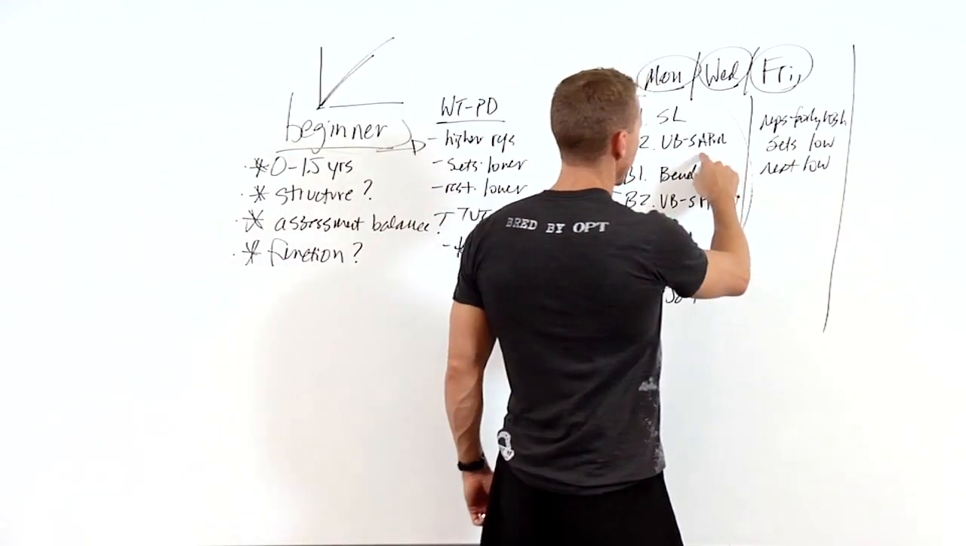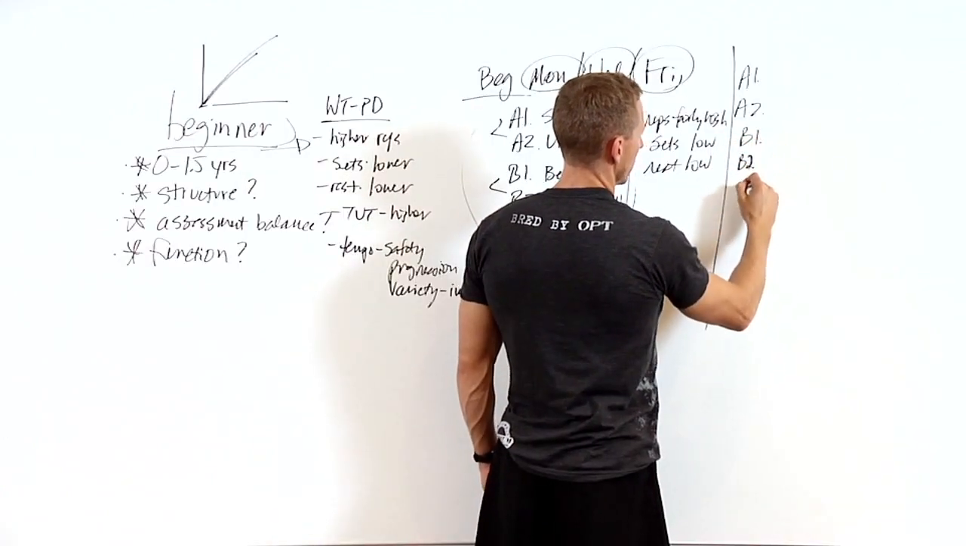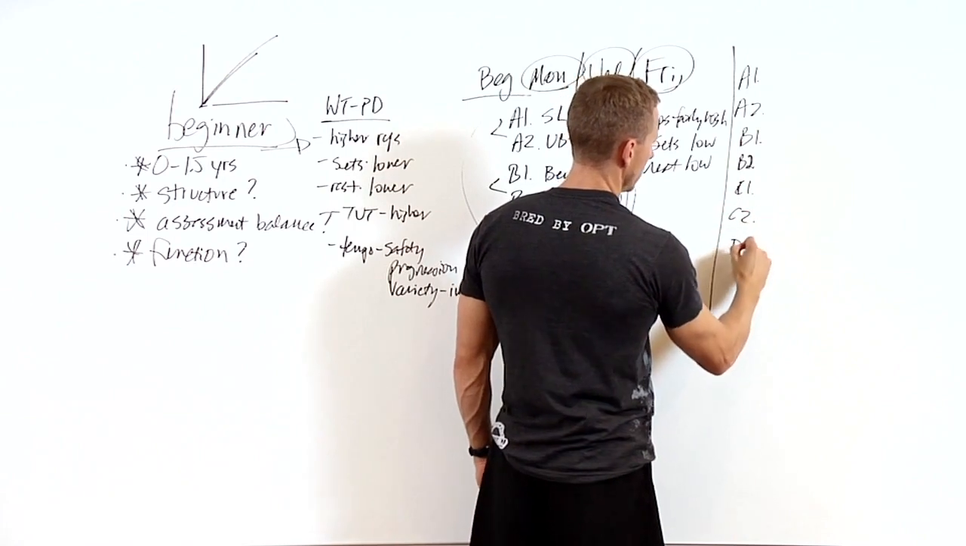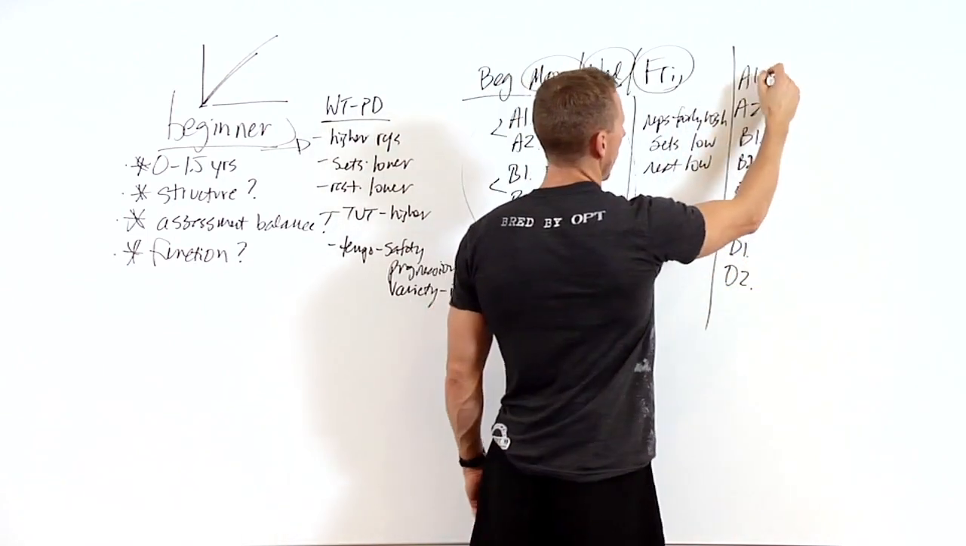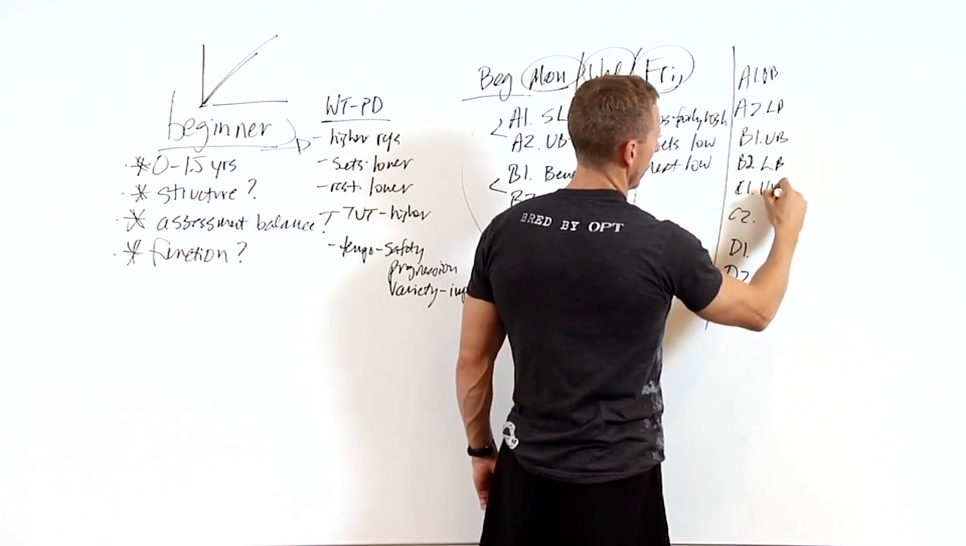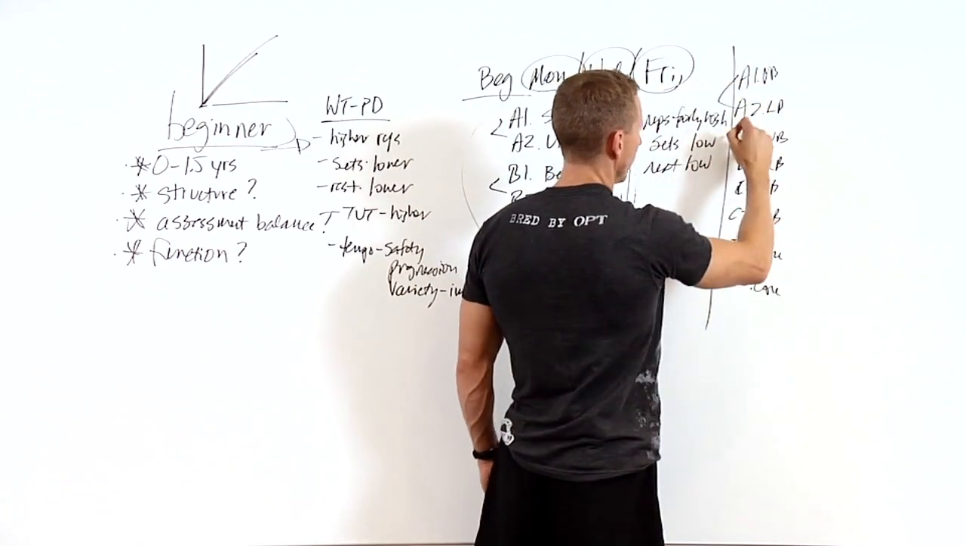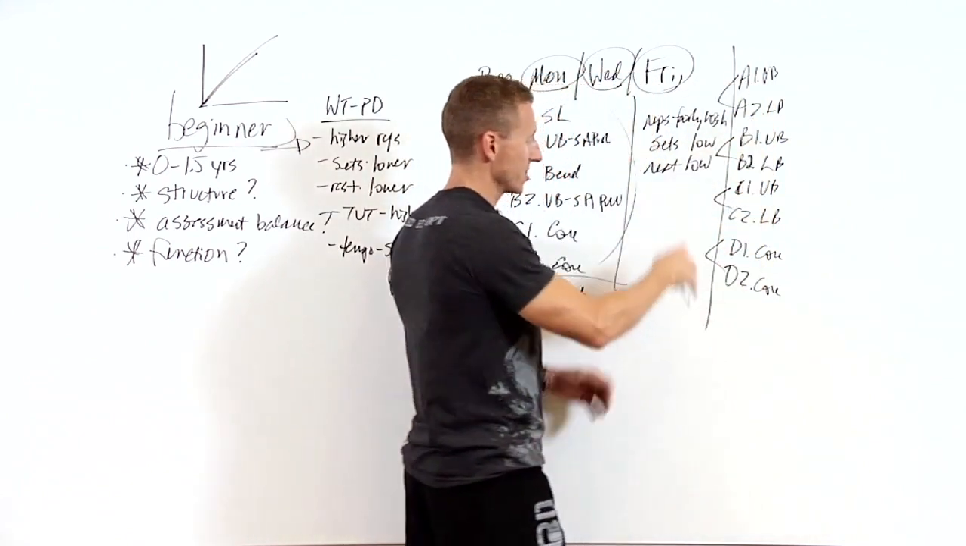If you're going to be doing pairing, coaches, A1, A2, B1, B2, C1, C2, D1, D2. And you do upper body, lower body, upper body, lower body, upper body, lower body, core, core. All back and forth. It's a really simple, scientific manner.